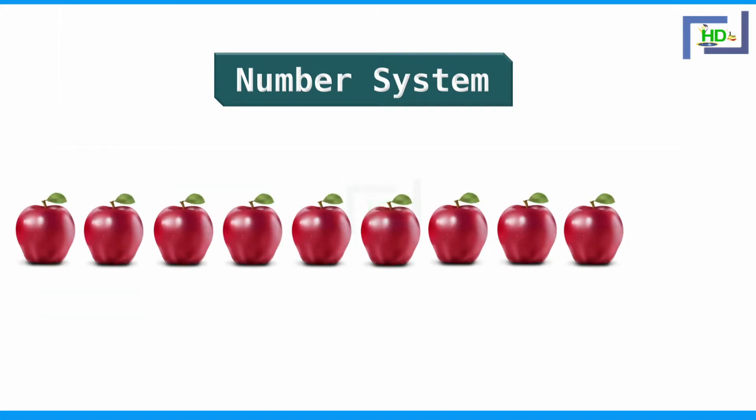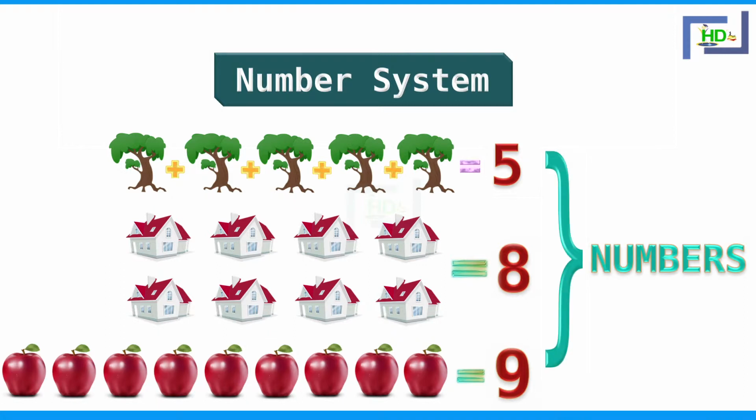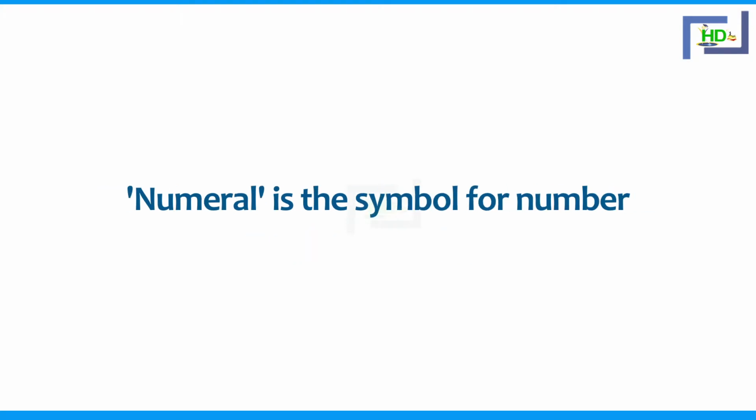Look at these objects. How many apples are there? Yes, there are 9 apples. How can you say that? By counting the objects. Now these 5, 8, 9 are called numbers. That is, number is a word which denotes the number of objects, and numeral is a symbol for the number.